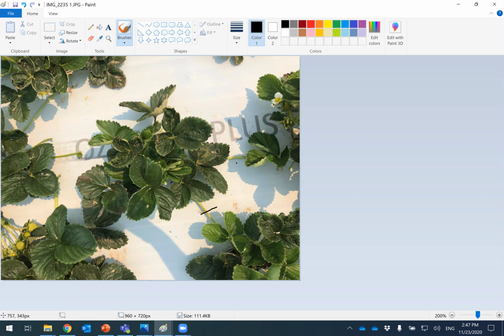This is again a potential runner. This is another potential runner. This one is another potential runner. As you can see, none of them are likely to end with a flower or a strawberry fruit. So that's why they are very probably runners.